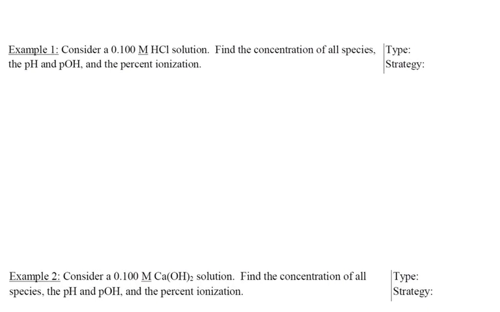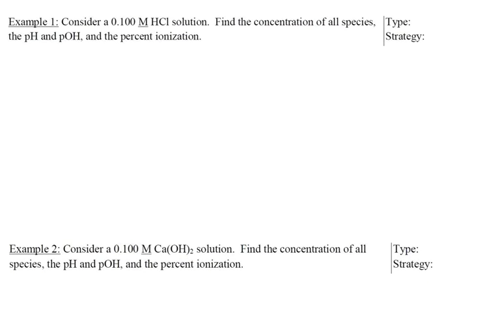But let's start here. The first one we're saying is, okay, let's say we had a 0.1 molar HCl solution. We say, well, that is a strong acid. The strategy is going to be, let's find the H plus concentration, and then once we have that, we can find the pH. We can also define the OH minus concentration, and then we can find the pOH. And we want to figure out the percent ionization based on all that.